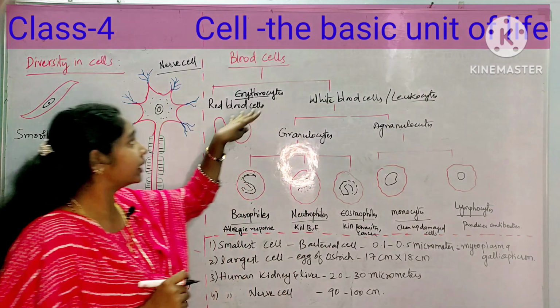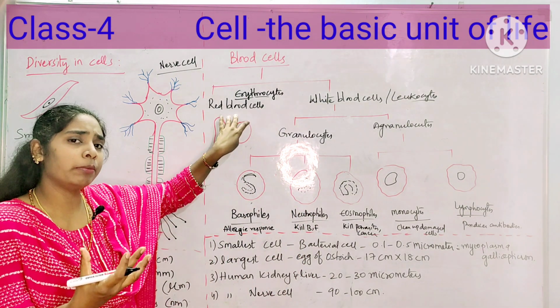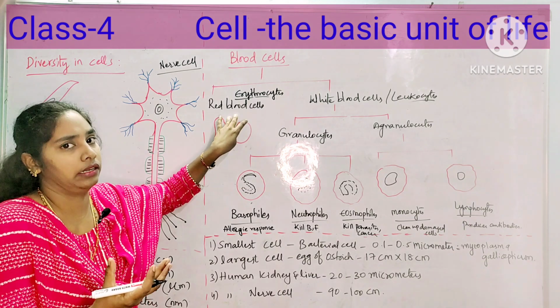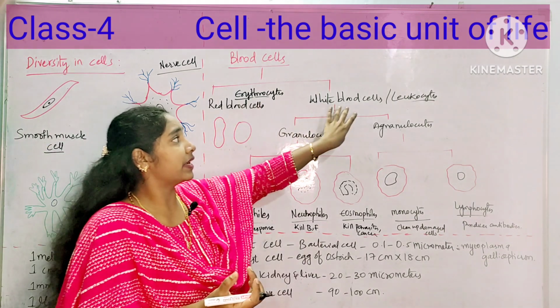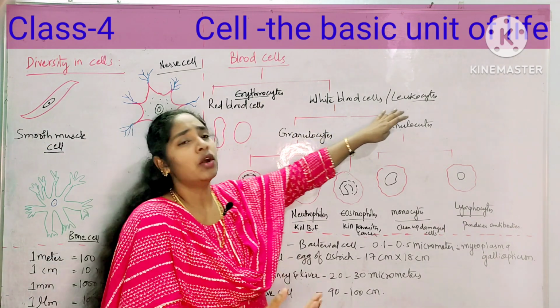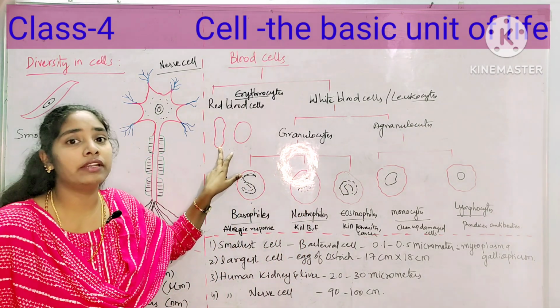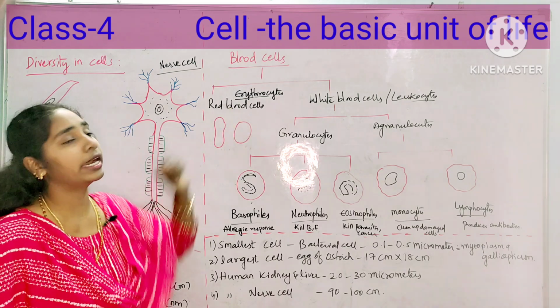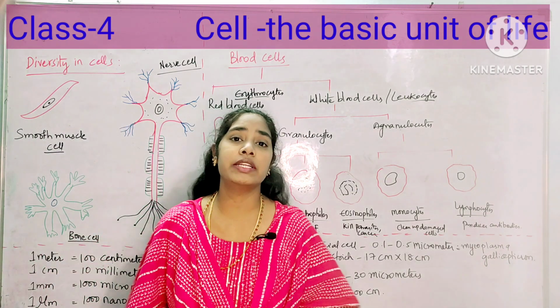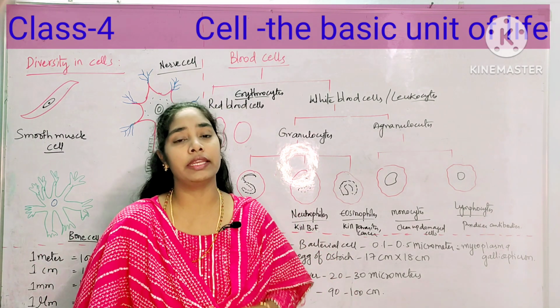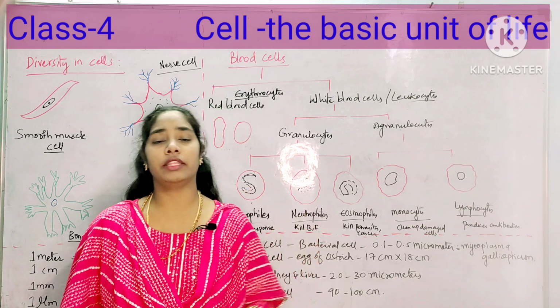In the case of red blood cells, the name itself indicates that it is red in color, whereas white blood cells are white in color or colorless, and they might be in spindle shape or circular shape. Then what is the function of red blood cells? Red blood cells are helpful in transport of oxygen in the body.